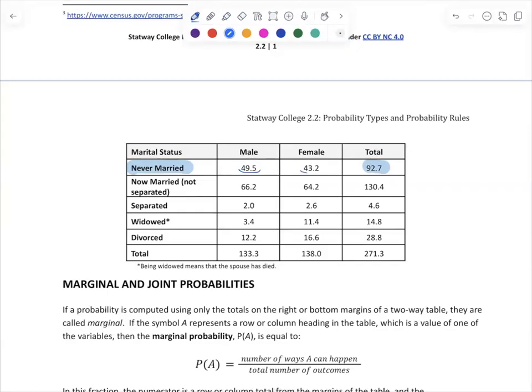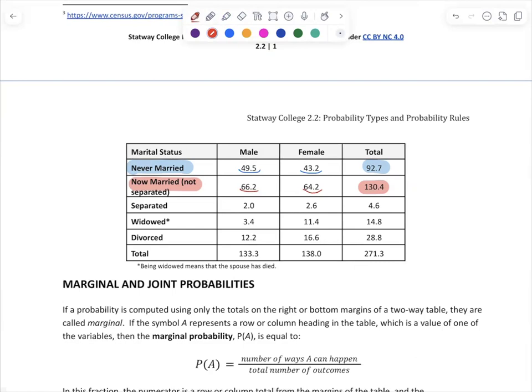49.5 and 43.2. If you add them together, it becomes 92.7. The next category, here you have now married, not separated. In total, we have 130.4, which is nothing but the number of male to be 66.2 and the number of female to be 64.2.